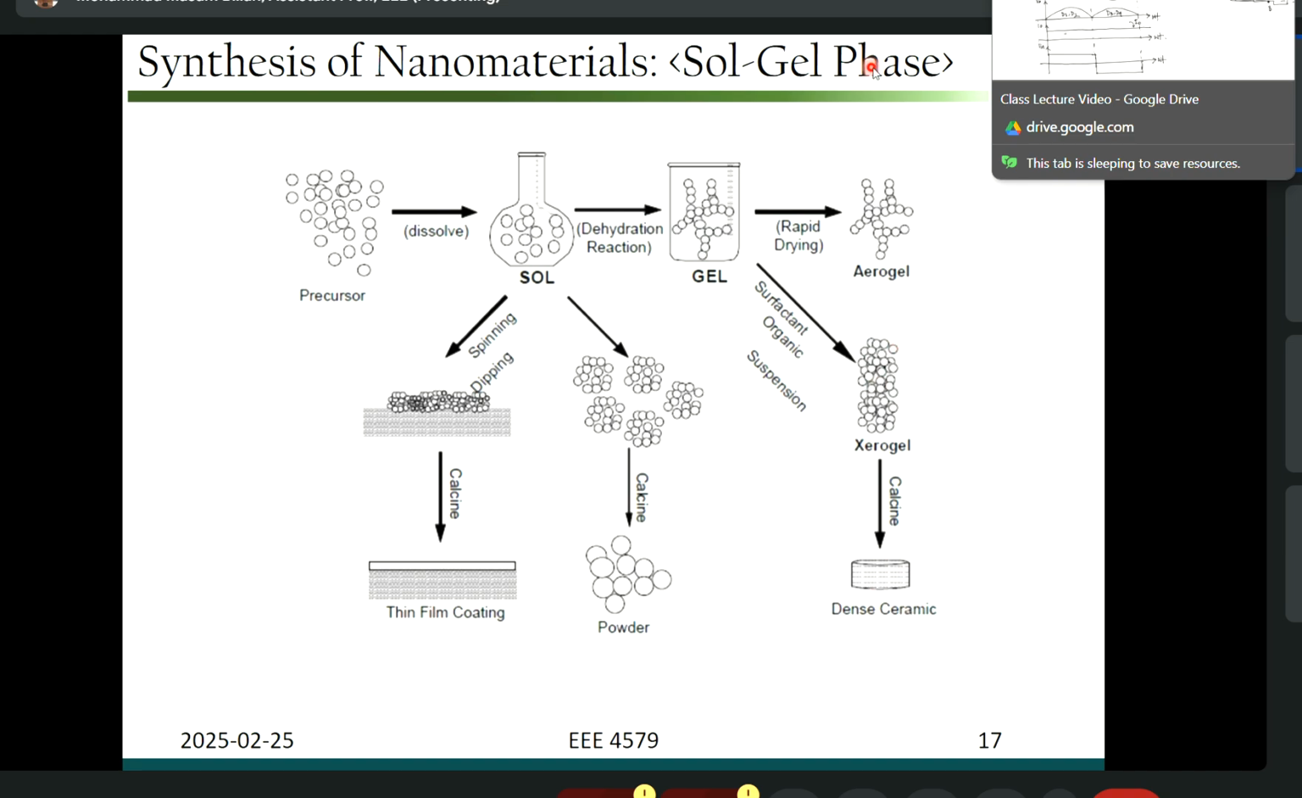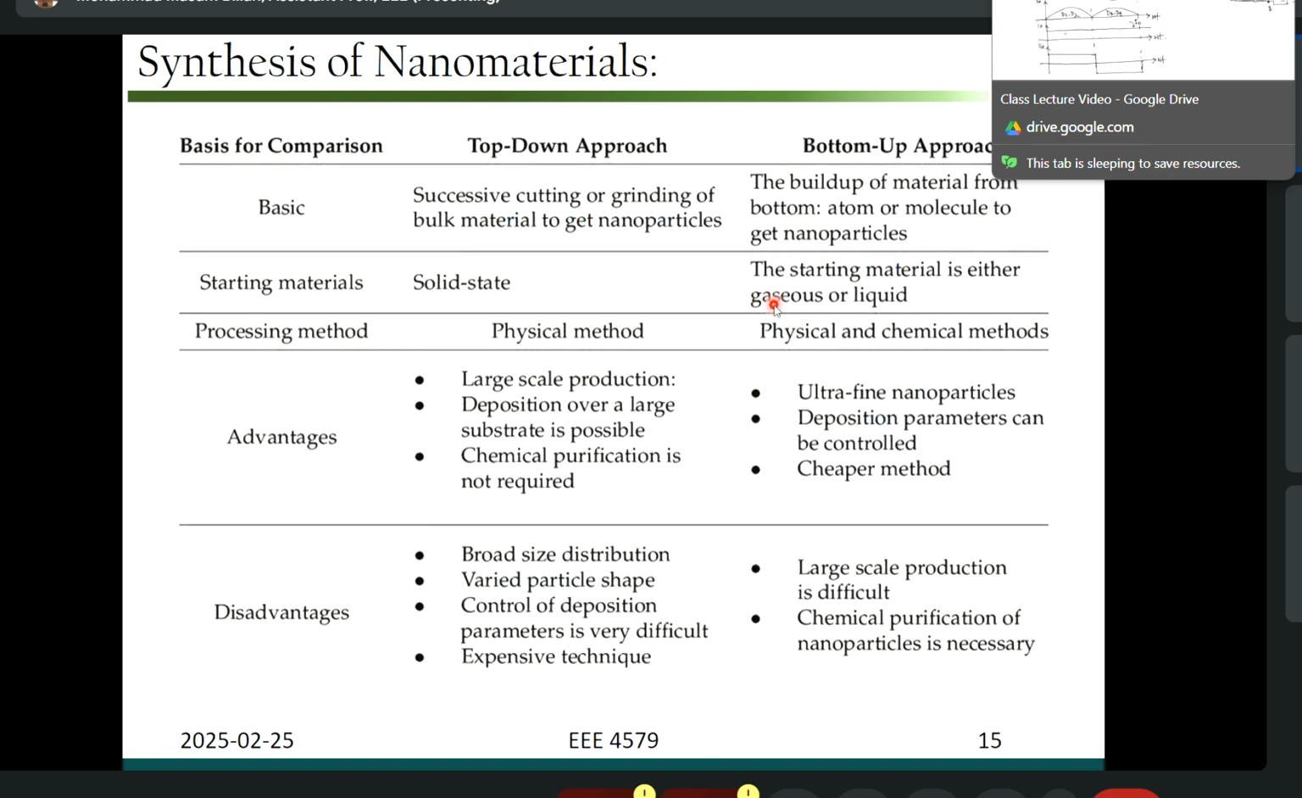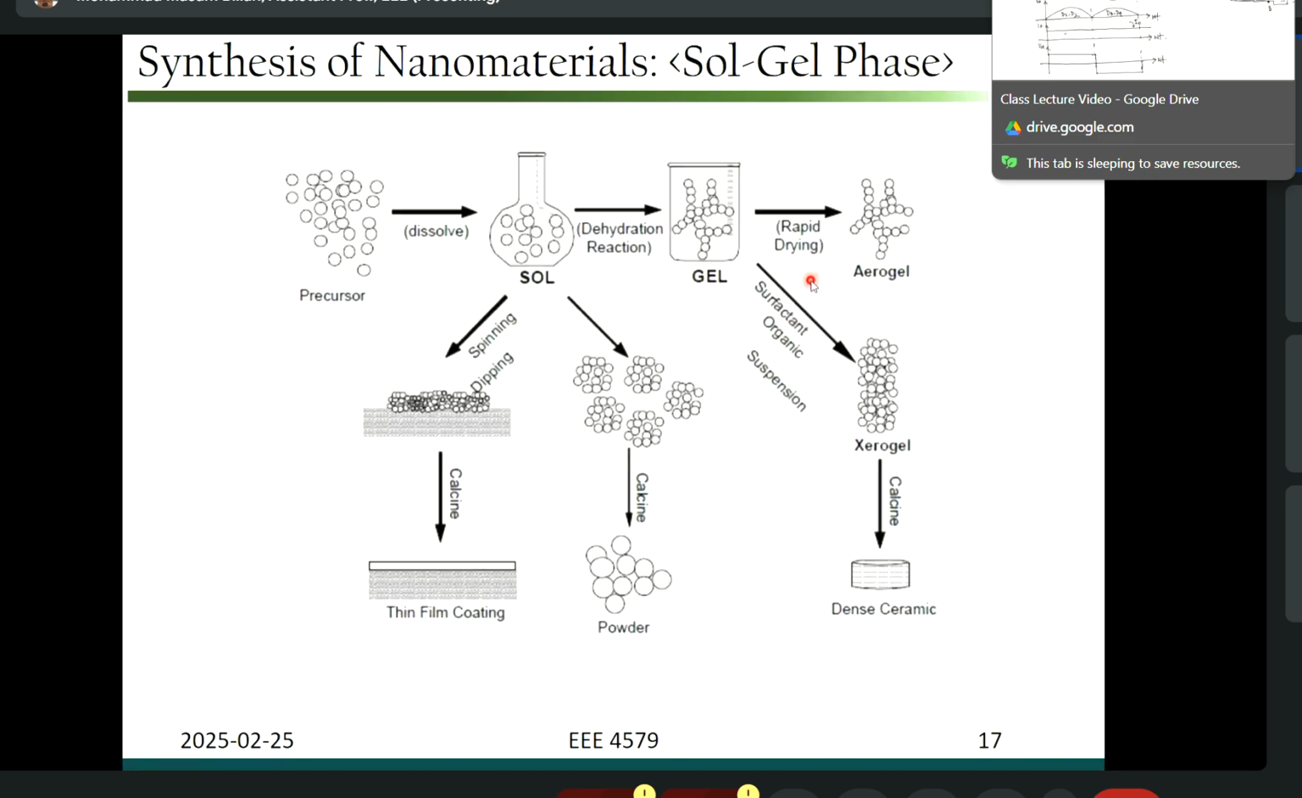This particular synthesis process is not important for you. I just wanted to add an example that the process can be either physical or chemical, and also gaseous phase and solution gel phase as well. You have two different materials, and then you combine those. One material is solution based, another material is gel based.